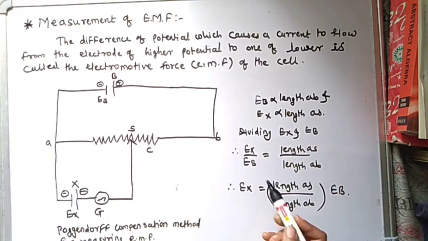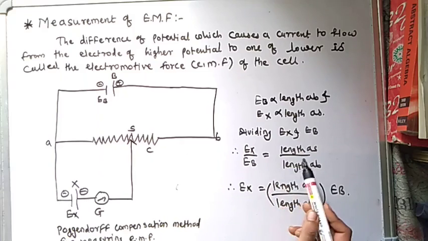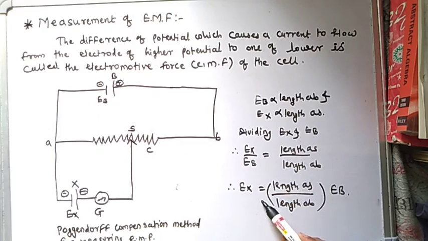Therefore, dividing EX by EB, we get the length AS upon length AB, and the EMF EX is equal to length AS upon length AB into EB. This is how the unknown EMF EX can be obtained. For direct reading of EMF, a direct reading potentiometer may be used, which operates on the principle of the Poggendorff compensation method.